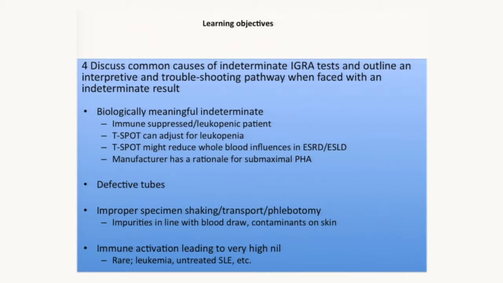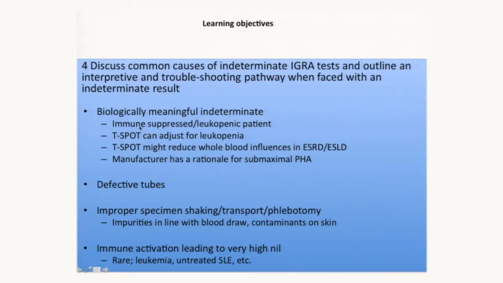So my next to last slide here has really no other points other than just to mention the learning objective and my opinions about that: the common causes of an indeterminate IGRA test and an interpretive or troubleshooting pathway. It could be biologically meaningful. That indeterminate that comes back could actually mean something about the status of the patient and not be a manufacturing tube defect or bad shaking or something.